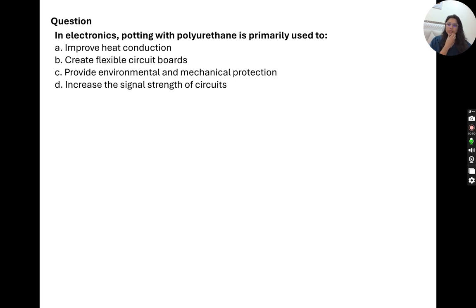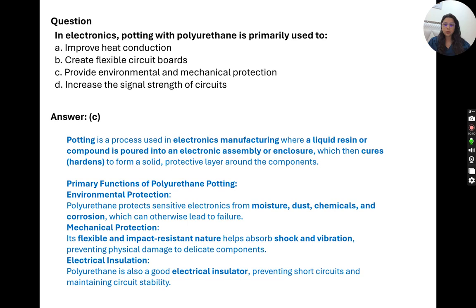Okay, I got the answer which says it's C, to provide environmental and mechanical protection. And yeah, it's a very common question because we have already discussed this. So starting with the introduction of what is coating? Coating is a process used in electronics manufacturing where a liquid resin or a compound is poured into an electronic assembly or enclosure, which then cures and hardens to form a solid protective layer around the component.